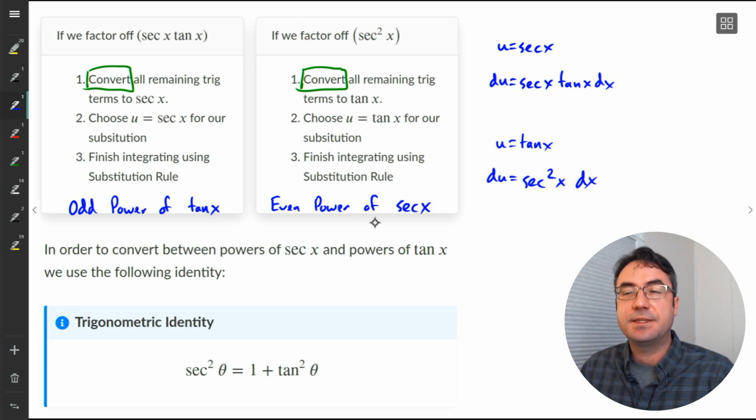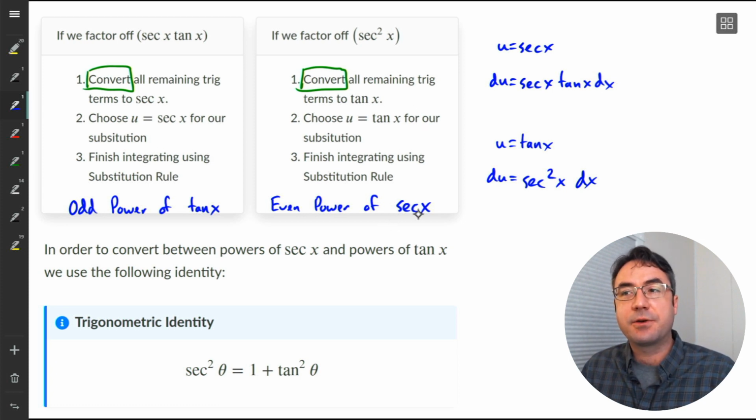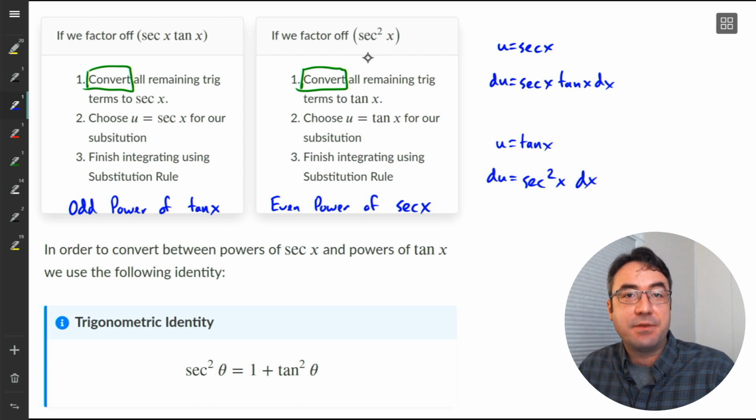So you can use that to help identify which one of these methods to use. If our integral has an odd power of tangent, well, this differential has an odd power of tangent, so that's what you're going to factor off, and then you'll go through these steps. If our integral has an even power of secant, well, this differential has an even power of secant, so this is the choice you would take.